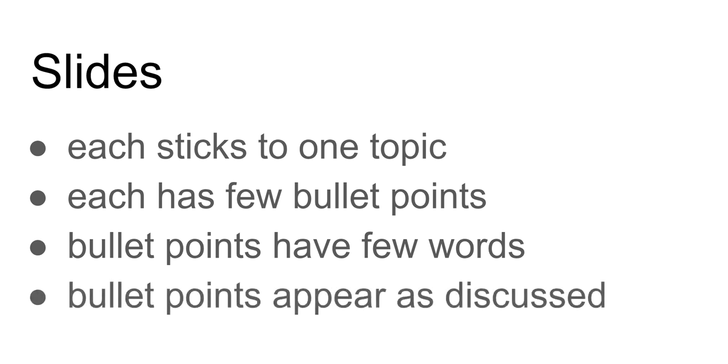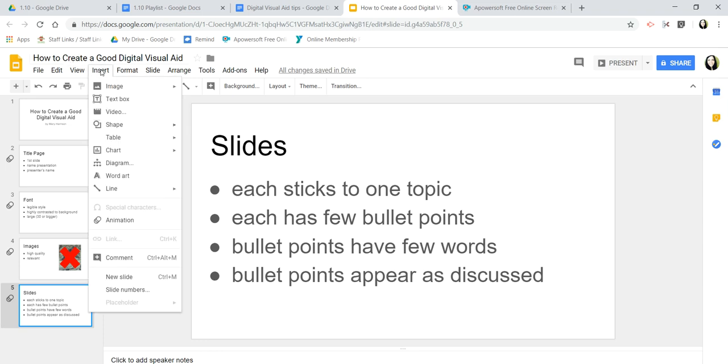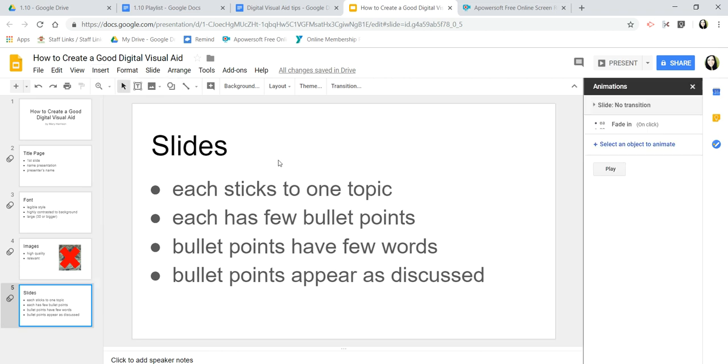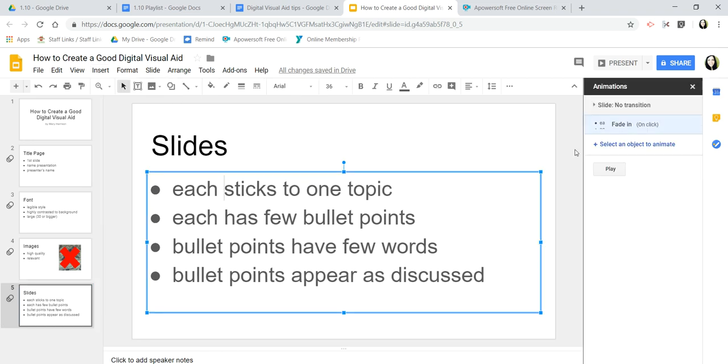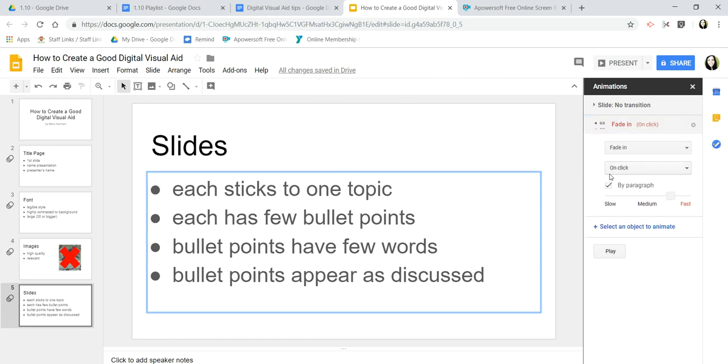And finally, bullet points should appear as they are discussed, just like I've been doing. And you can do that. I'm going to show you right now, since that is the end of my slideshow presentation. If you go up to Insert, Animation, okay, and you click on this text box, and click by paragraph, then each bullet point is going to appear as you click.